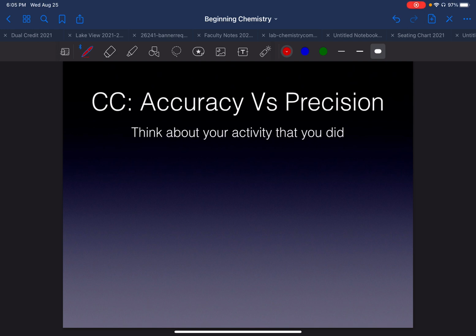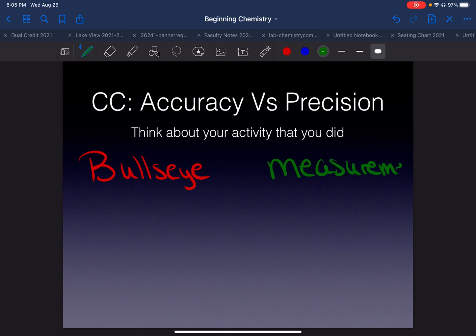And accuracy, I'm going to call it bullseye. It means you hit the mark. Precision means that my measurements are close to each other. Now, I can be accurate but not precise. I can be precise and not accurate, or I can be both.